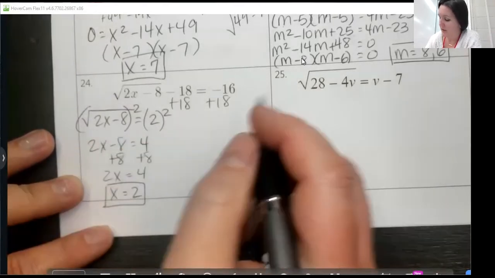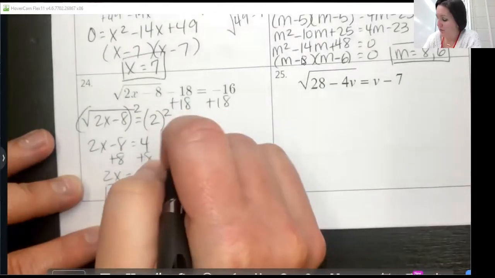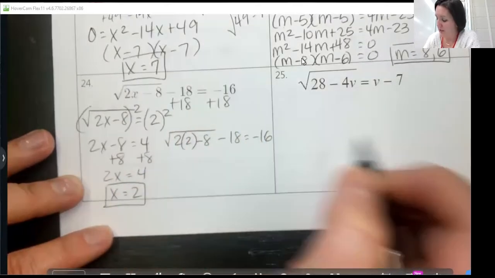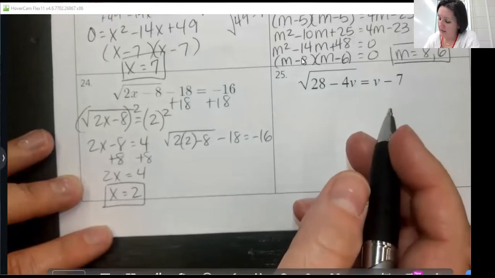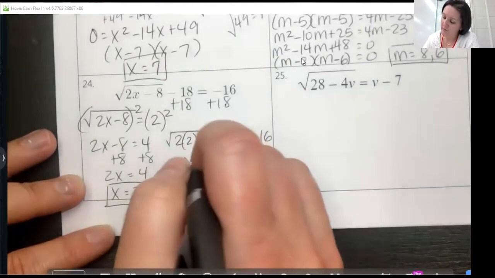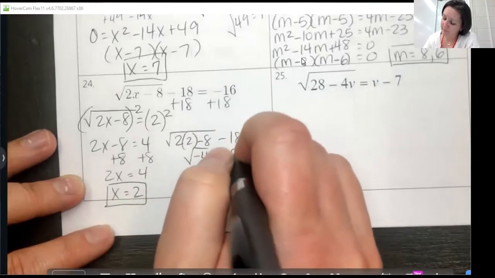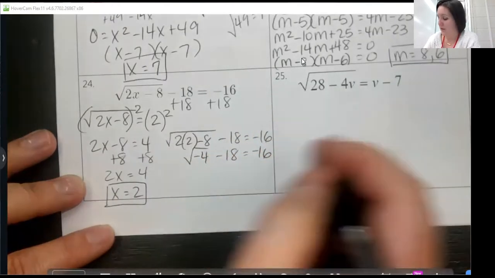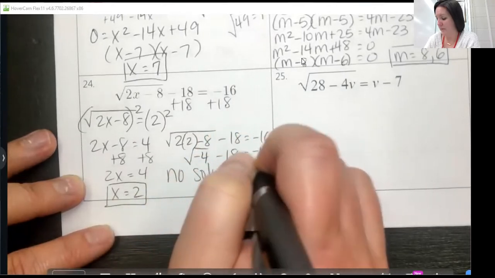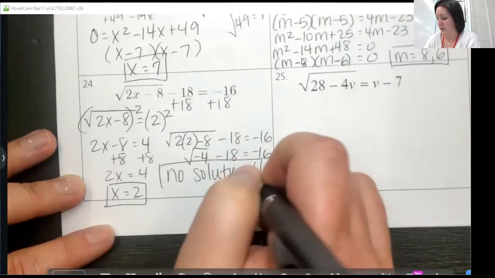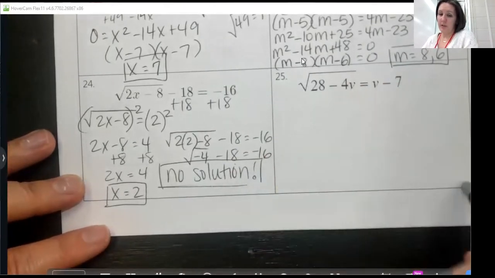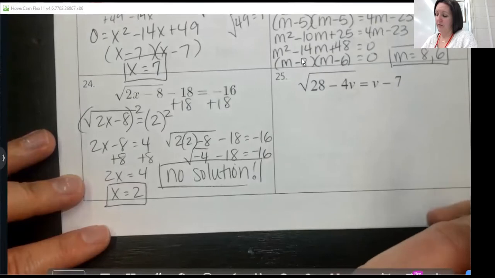Let's plug it back in, see if it works. Square root of 2 times 2 minus 8 minus 18 equals negative 16. So we have 4 minus 8. Ooh, maybe this doesn't work. Is the square root of negative 4. So this is no solution, actually. Interesting. Because the 2 doesn't work. So I'll show you in just a second. I'll pull up Desmos and show you what that looks like on a graph.